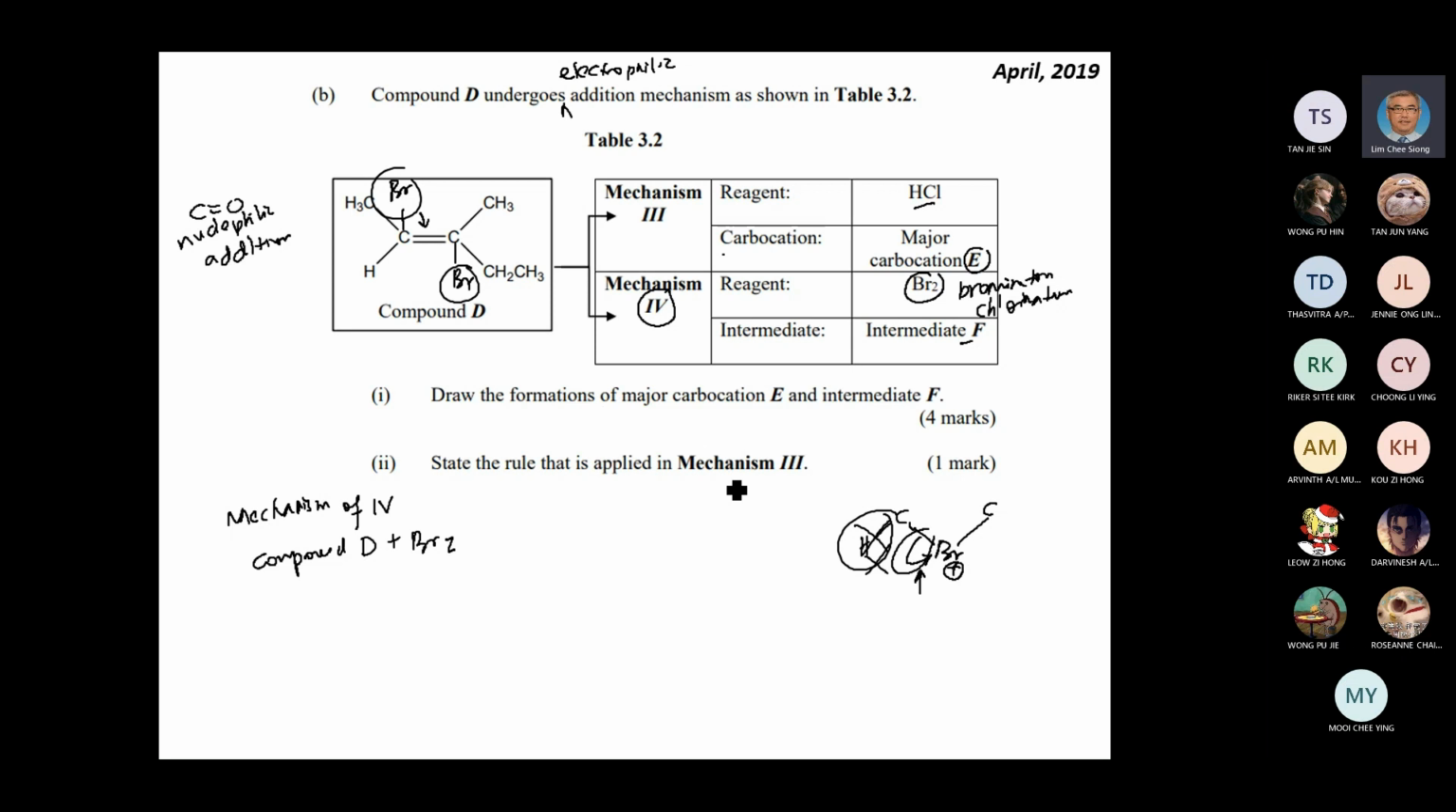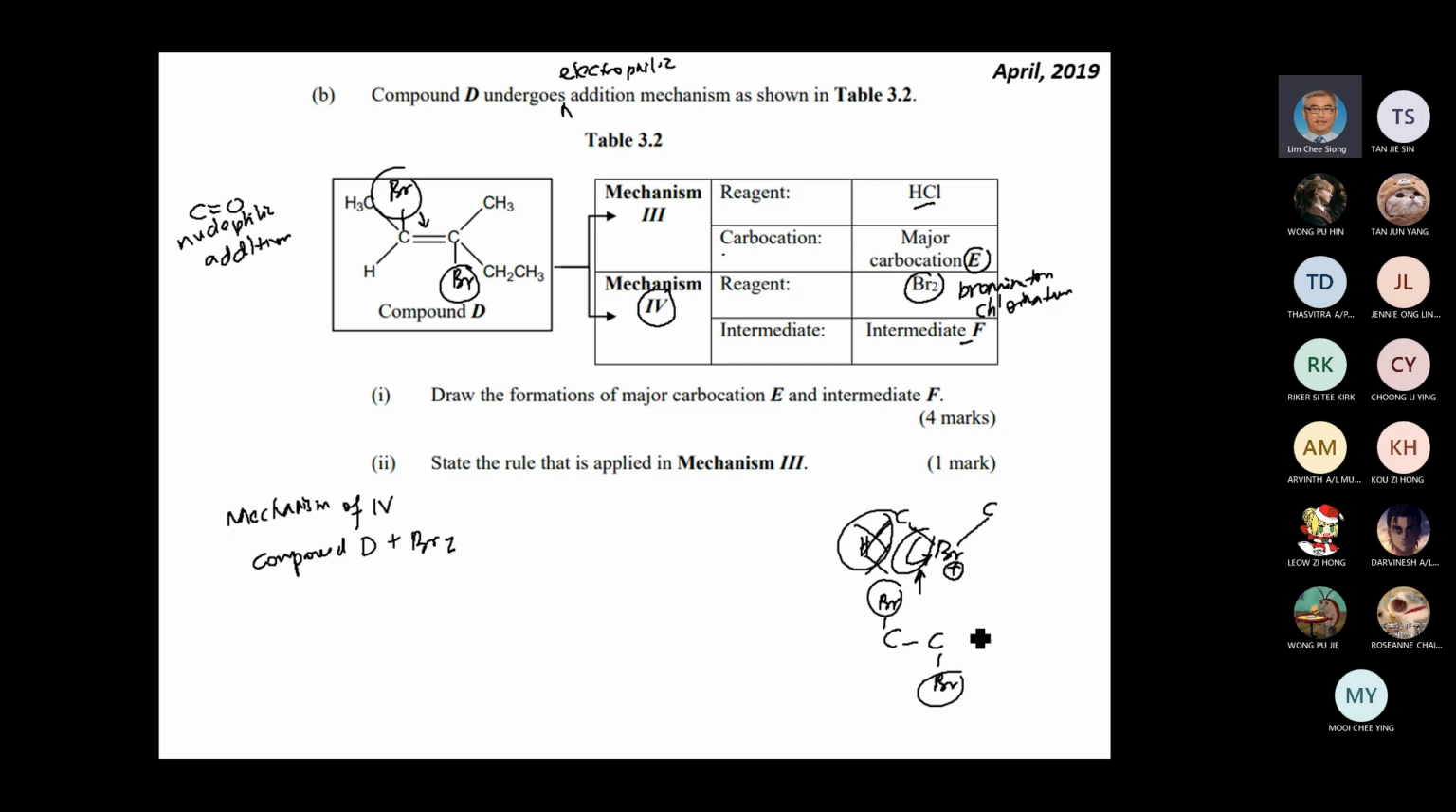Also, the Br. I said that the Br should be upside down. One is at the top, one should be at the bottom. It should be under anti. So chlorination and bromination are the same.